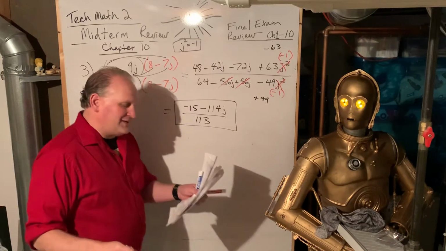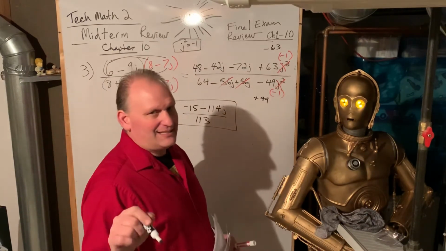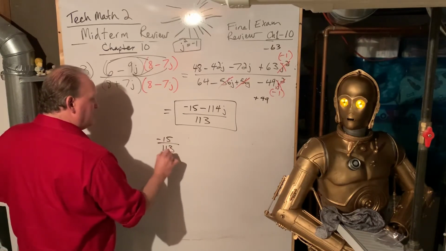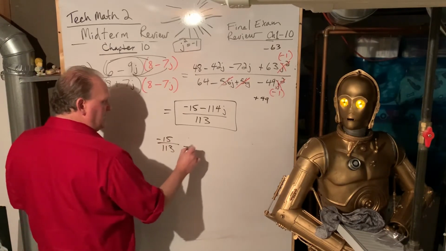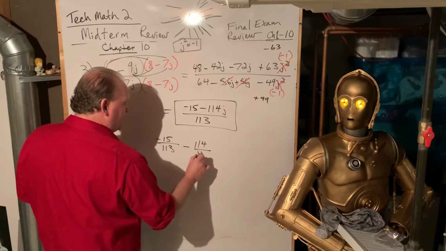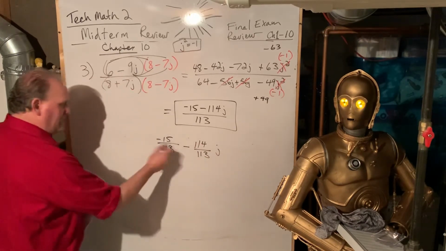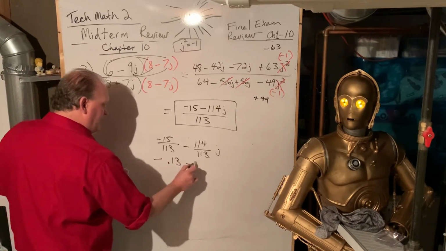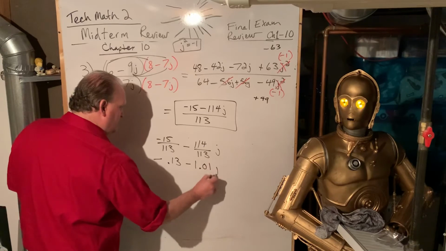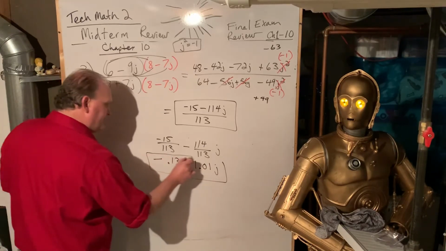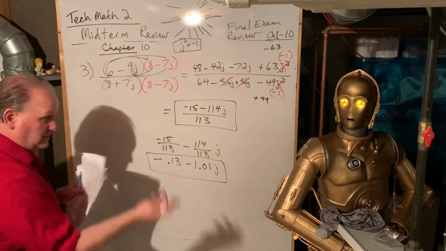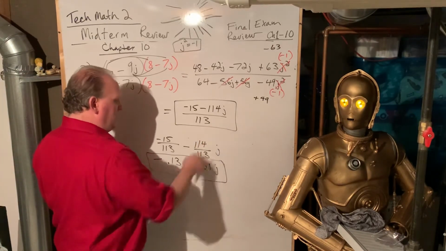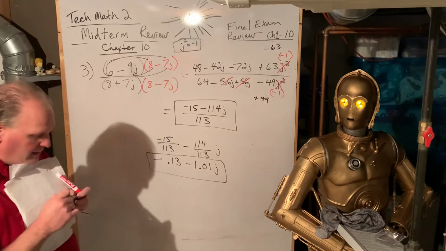And I should have read the directions all the way. They said round hundredths. So that means they wanted you to take it down and actually divide negative 15 divided by 113 and 114 divided by 113. J and round to 2 decimal places, so negative 0.13 minus 1.01 j. That's what they have for their answer, and that's fine. You could do it that way, but on the test, you could leave it like this. That would be fine. If you put it like that, also fine.